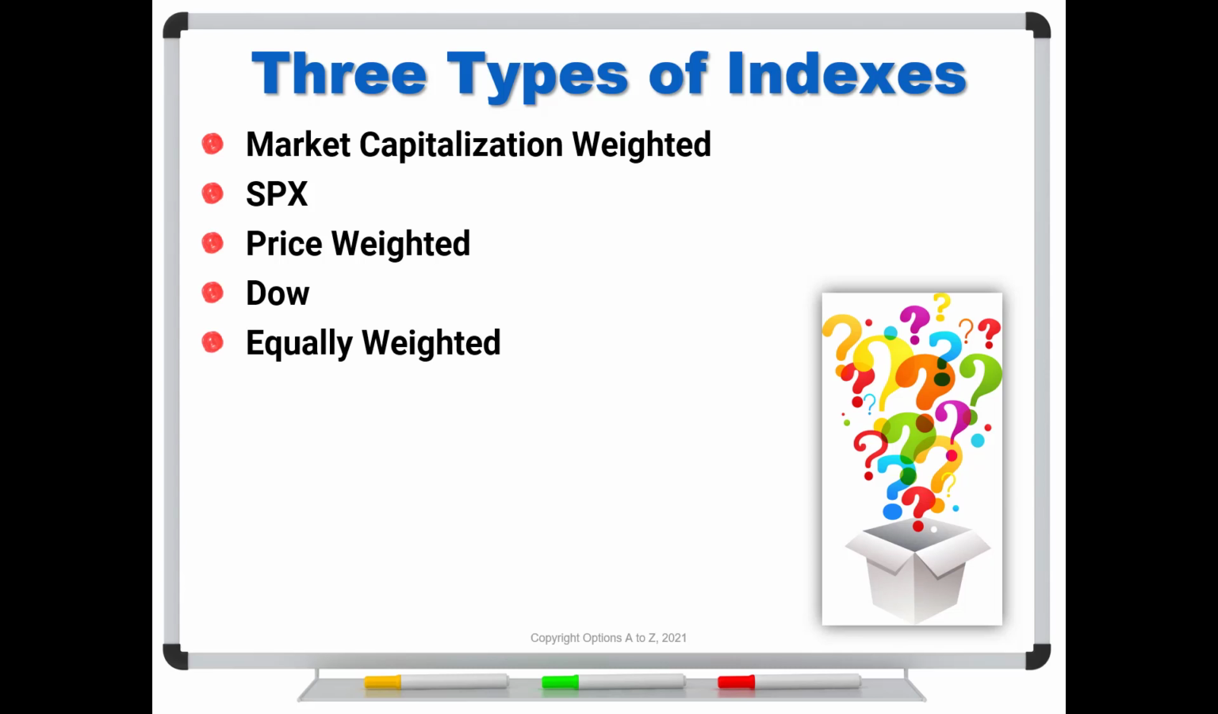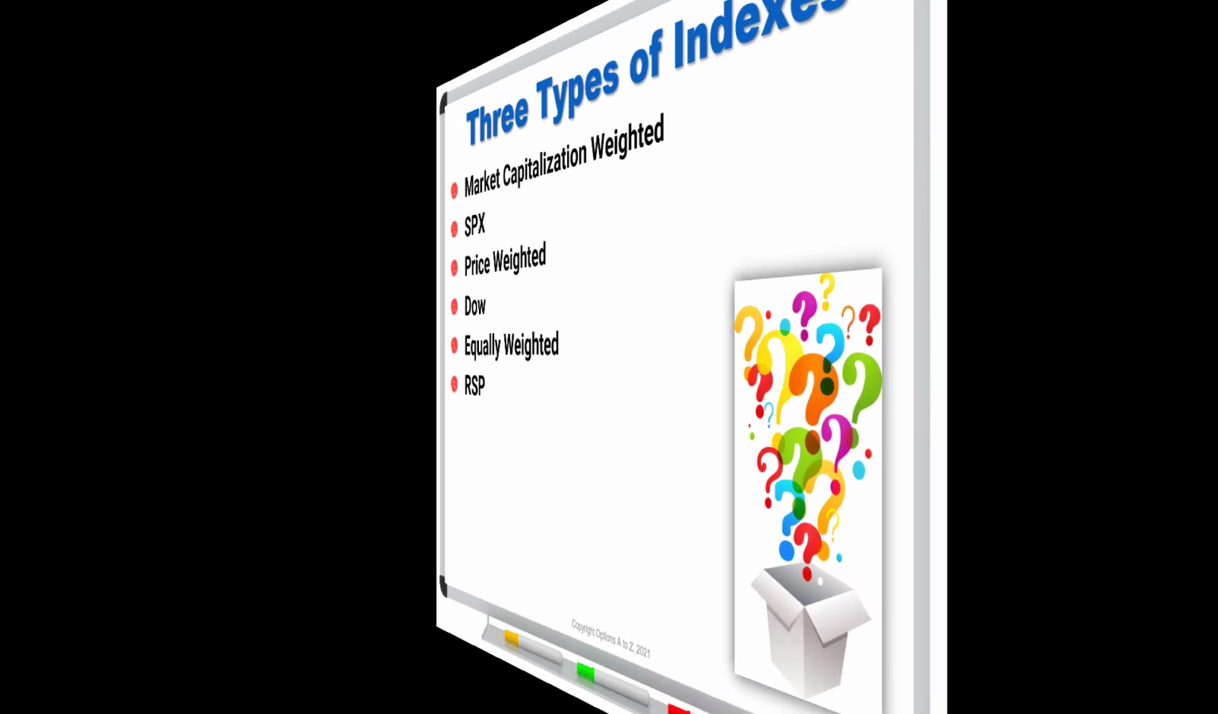And this would be, for instance, the RSP. That's the ticker, but it's the S&P 500 index that is just equally weighted. So if you wanted to track that, you just type in RSP, just like you would SPX into your browser, and it will show you the S&P 500 on an equally weighted basis. So what are these three types of indexes and how do they work? Well, to answer that, let's go over to an Excel spreadsheet.